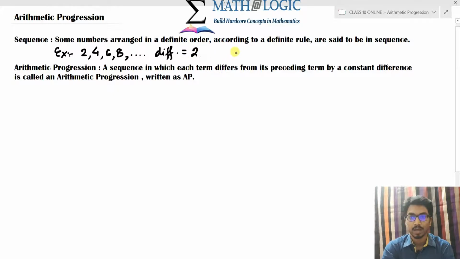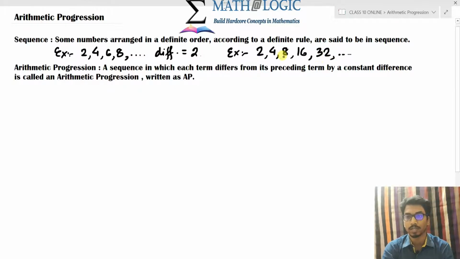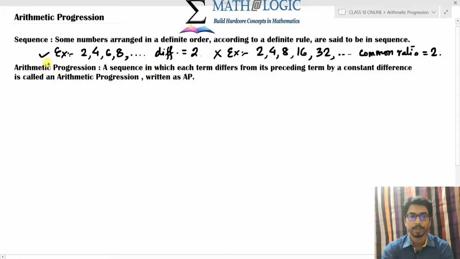Clear? And also, let's say another example, 2, 4, 8, 16, 32 and so on. This is also a sequence. Clearly you can see that each of the numbers gets multiplied by 2. It is said as common ratio, which is 2, means 2 is multiplied in this case. So this is not in your syllabus up to class 10. This is called the GP, geometric progression. This is in your syllabus, which is arithmetic progression.